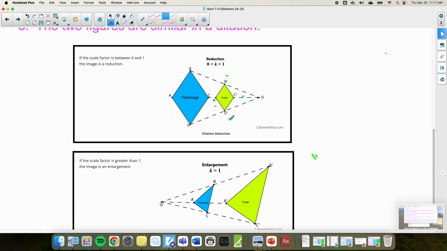When your K is between 0 and 1, notice the green image is smaller. If your K is bigger than 1, your green image is larger. If K was equal to 1, it would just be the same figure, so it wouldn't change.